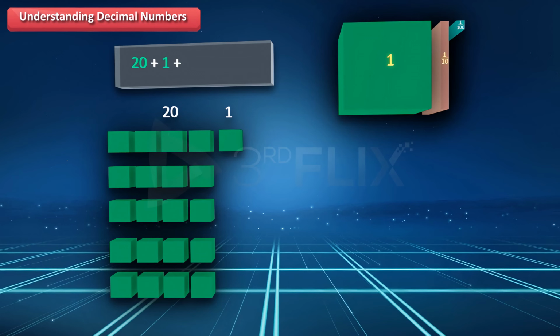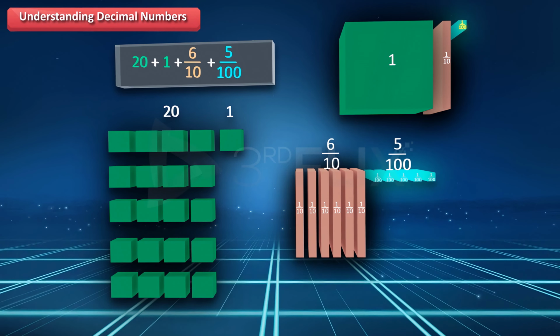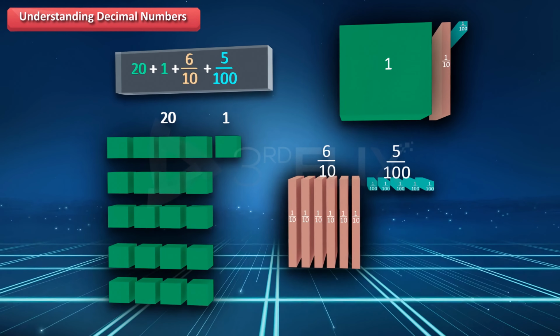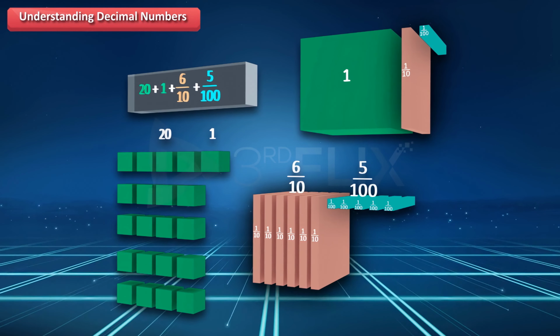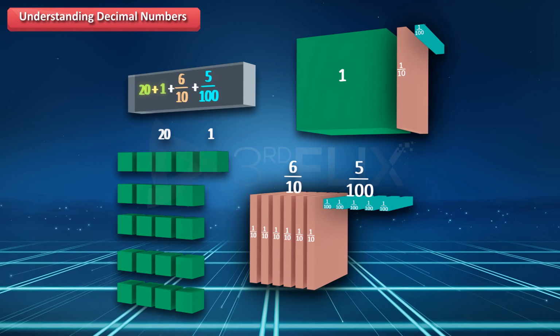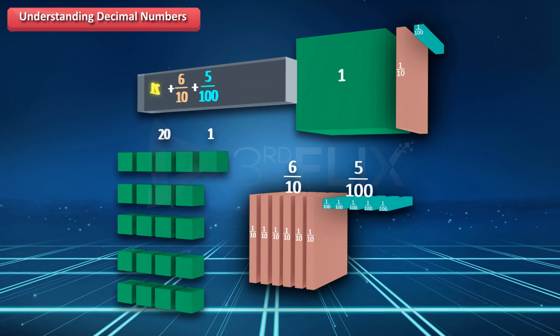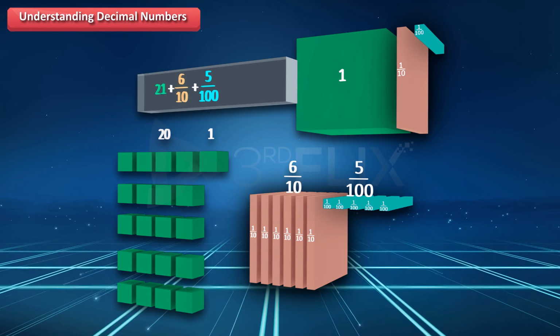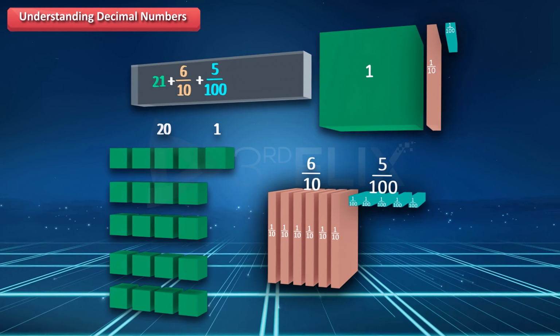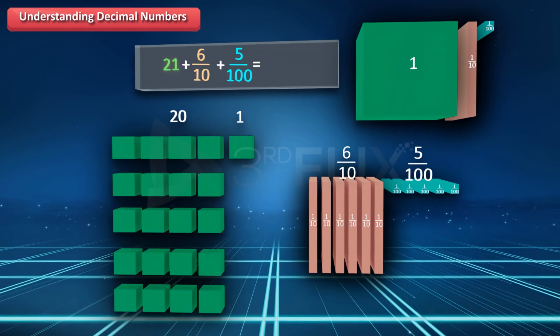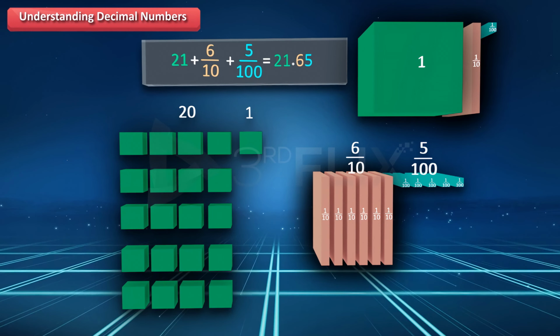20 plus 1 plus 6 by 10 plus 5 by 100. The decimal has two parts. They are the whole number part and the decimal part. 20 plus 1 equals 21, the whole number part. 6 by 10 plus 5 by 100 is the decimal part, and it is represented as 21.65.